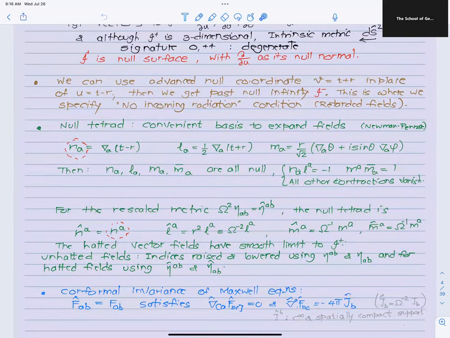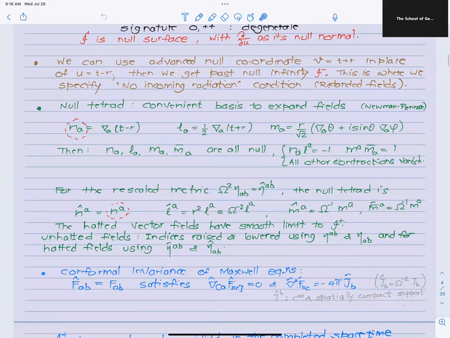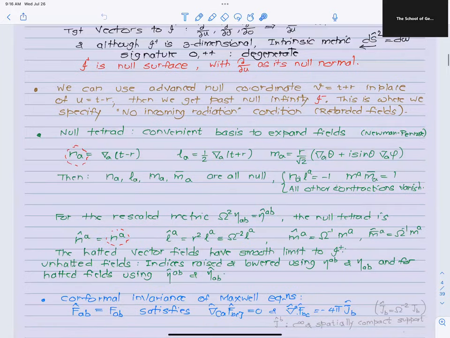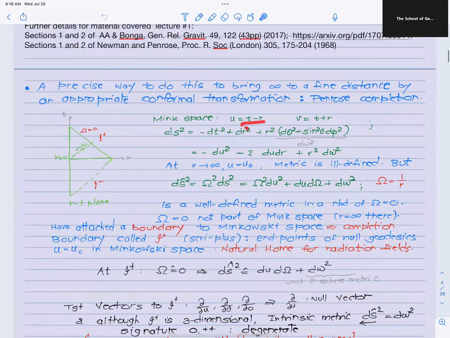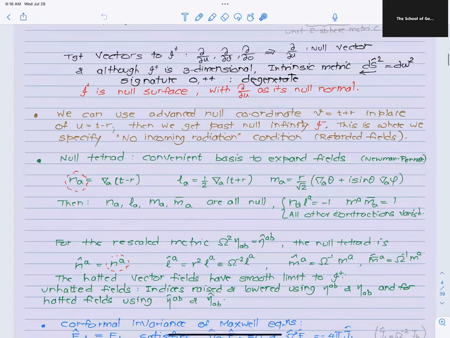And now one can also introduce a null tetrad, which is a convenient basis to expand fields. So this is important to remember. N_a is supposed to be really grad_a of u, if you like. u is given up here. And so I can just define u_a like that, N_a like that, L_a like that, and then M and M bar. M is a complex vector, and M bar would be the same vector with a minus sign in front of the i.